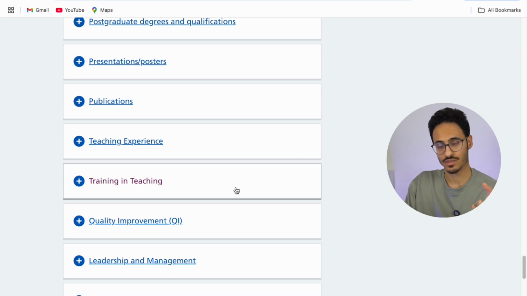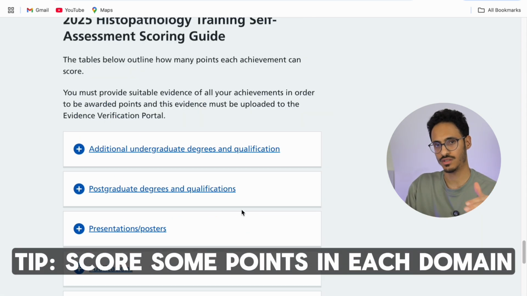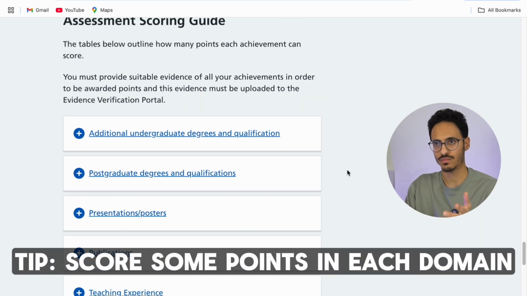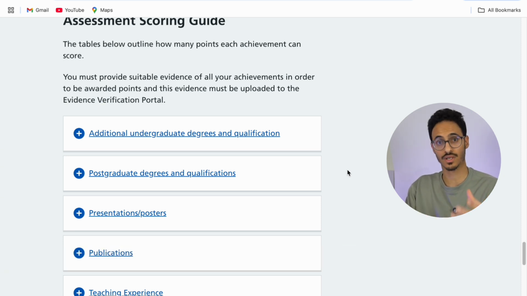Now, the trick is not to get the highest score in each domain, because that is theoretically, well, it's not impossible, but it will take a lot of work and a lot of time to maximize your scores. The trick is that you get some points in each domain. In my application, maybe around 2022, I got somewhere between 57 and 60% of the score, and that still gave me an interview. So you don't have to score 100%.